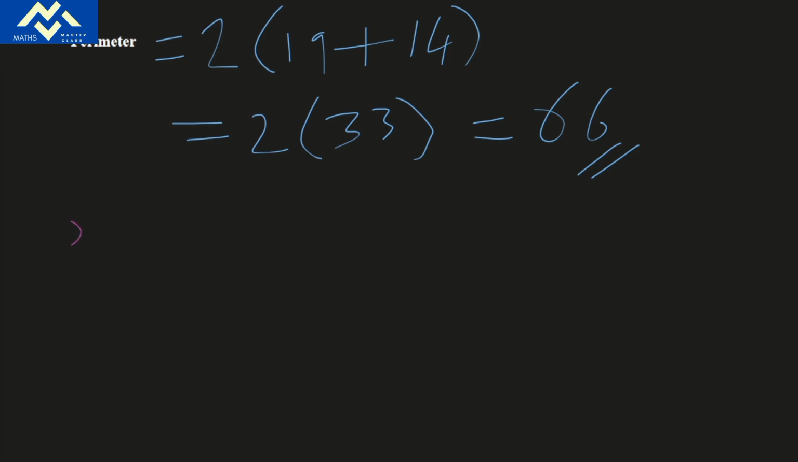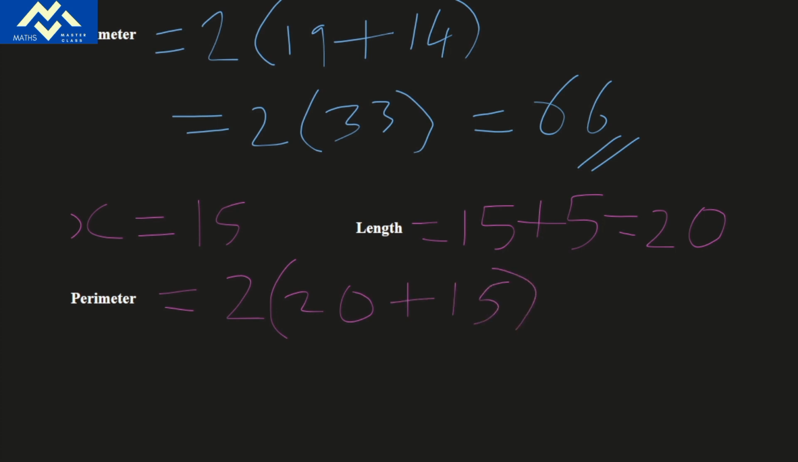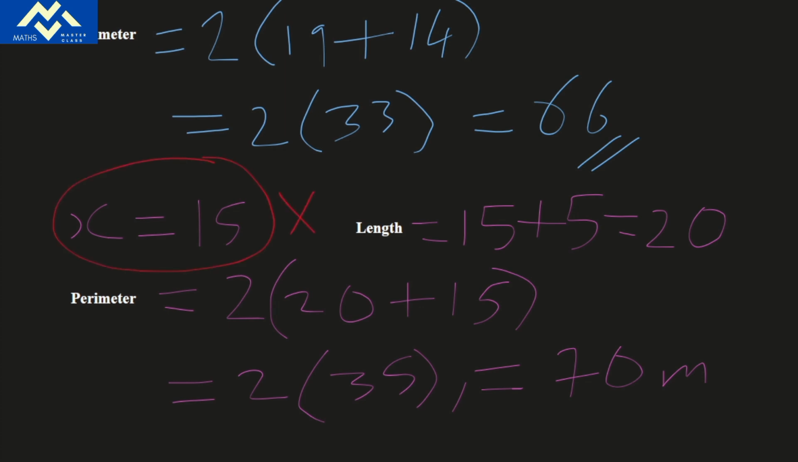Now, how about a width of 15 meters? Let's see. If the width is 15 meters, the length will be 15 plus 5, which equals 20 meters. The perimeter will be 2(20 + 15). 20 plus 15 is 35. And 2 times 35 is 70 meters. But the perimeter must be less than 70 meters. So 15 meters for the width is wrong.